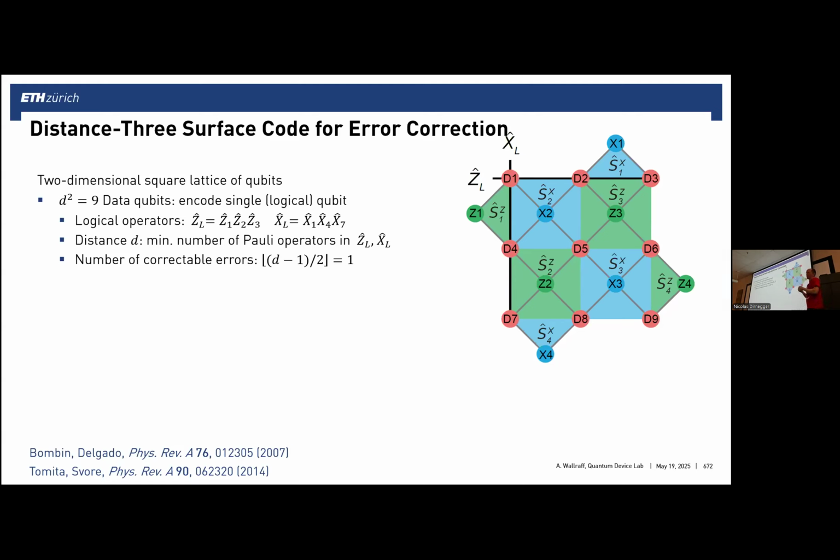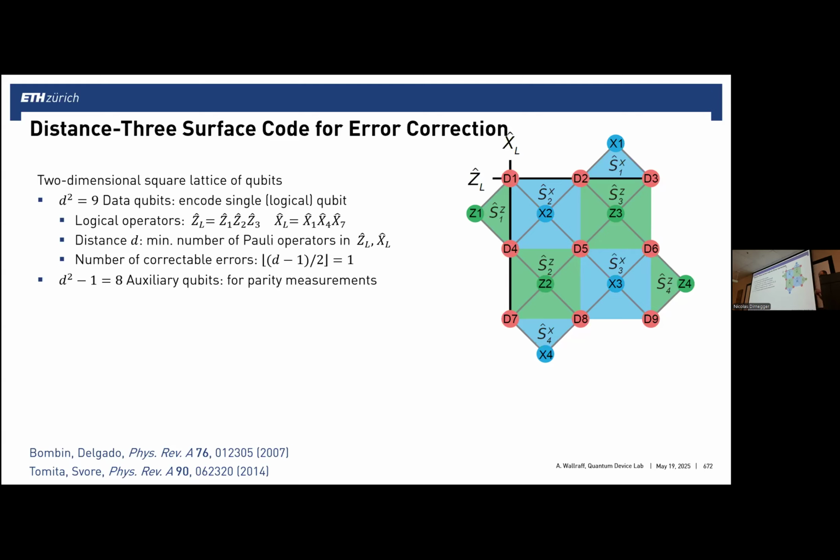And so if you want to correct for more errors, you need to have a larger distance surface code. For example, if your distance was 5, then you could correct 2 simultaneous errors. Okay, so then if you count your auxiliary qubits, which do these parity measurements, you always find out that the number of auxiliary qubits is d squared minus 1.